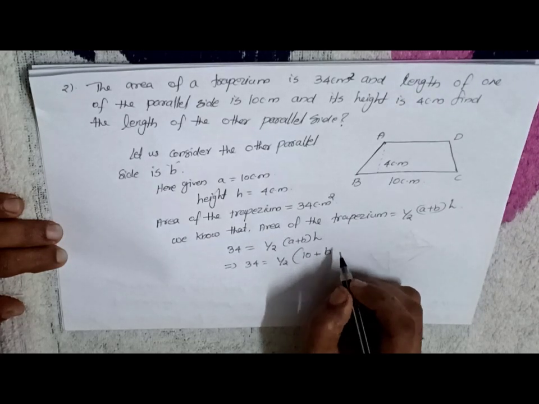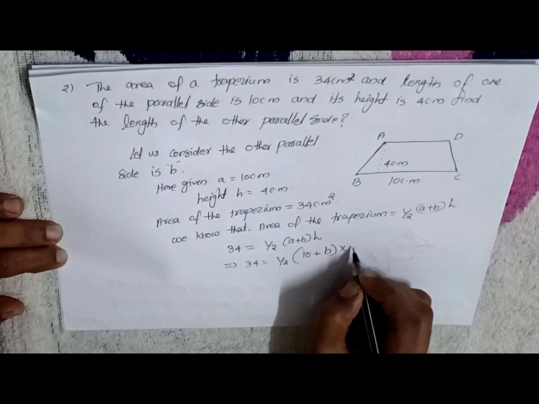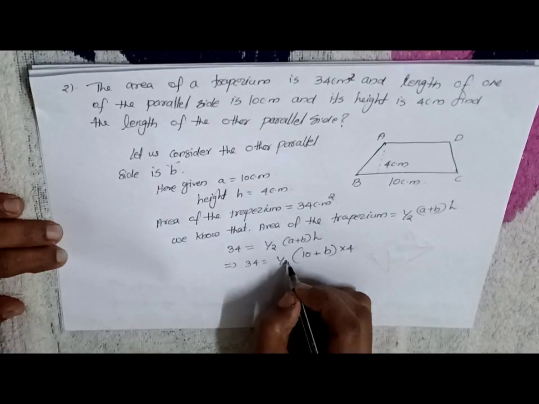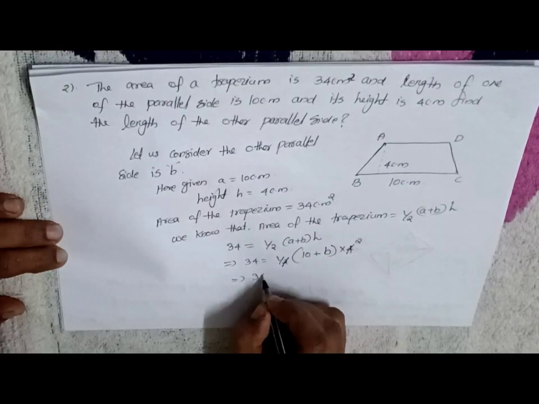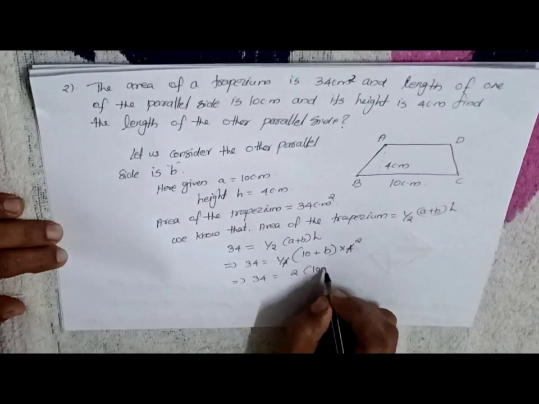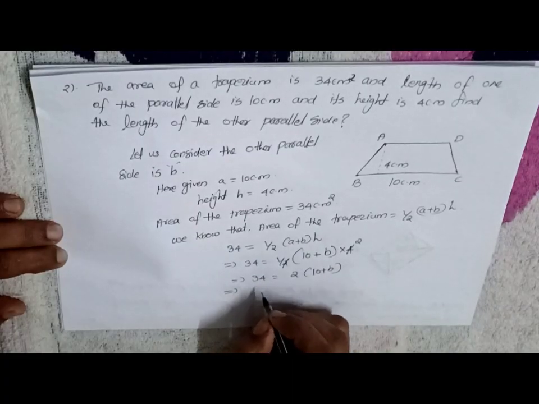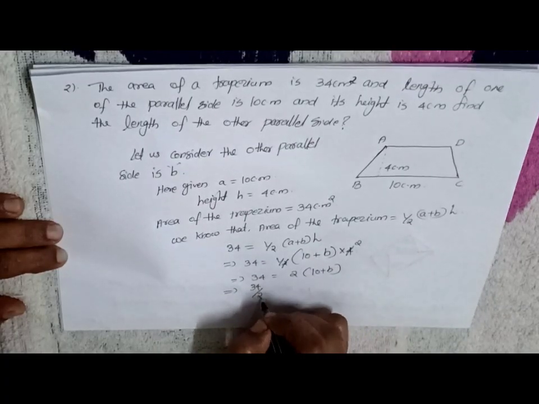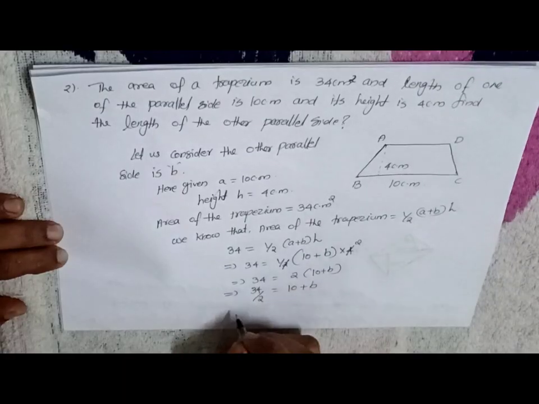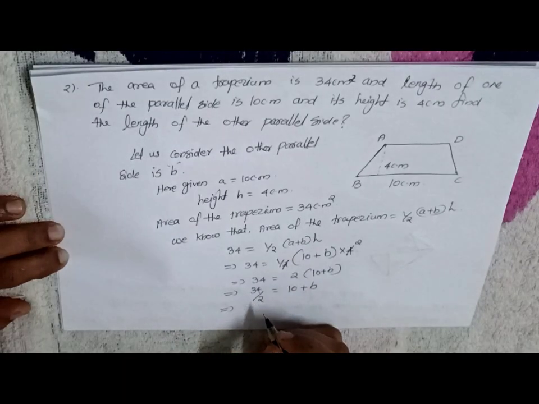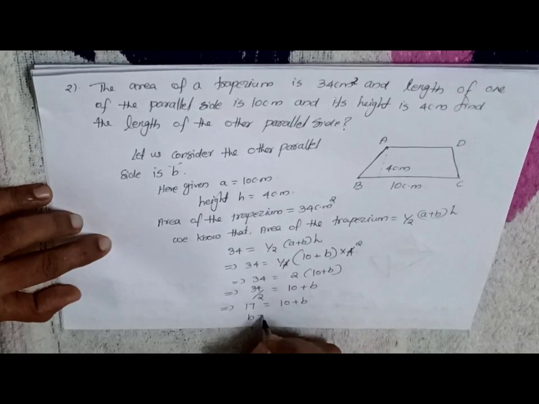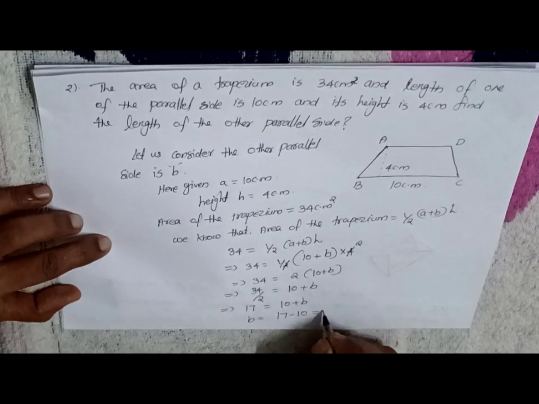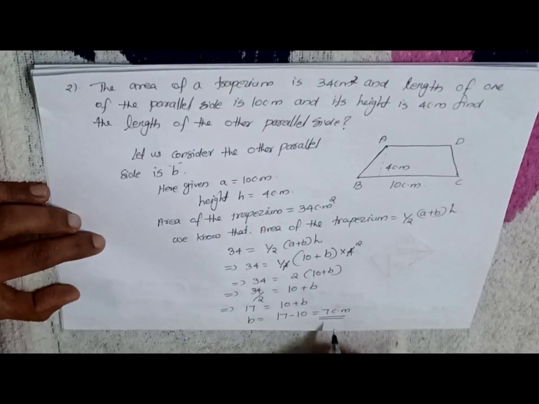That is B itself, into H is 4 centimeter. Then 2 2s are 4, which will be cancelled. That implies 34 is equal to 2 into 10 plus B. That implies 34 divided by 2 equal to 10 plus B, that is 17 equal to 10 plus B. Therefore, B equal to 17 minus 10 equal to 7 centimeter. Therefore, the length of the other parallel side is 7 centimeter.